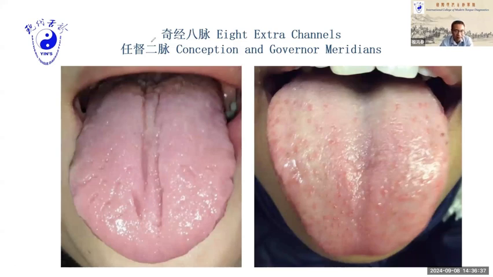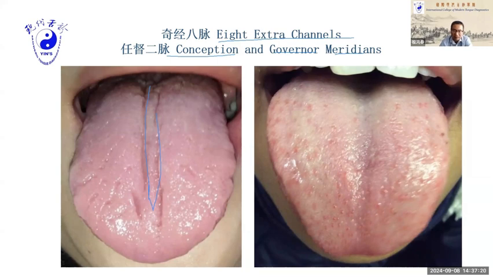Here is to tell us how to define the 8 extra channels. Here it just shows 2, the conception meridian and the Governor meridian. Here you can see a crack on the midline. So it shows the Governor meridian or the Du meridian has a problem. So when we treat it, we are supposed to tonify the Du channel or Governor meridian energies.